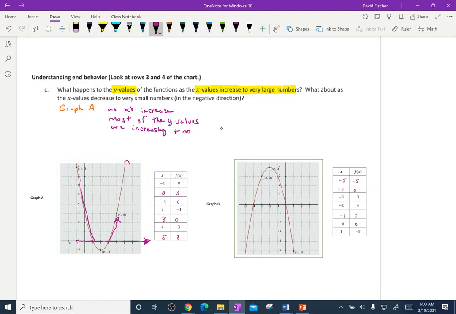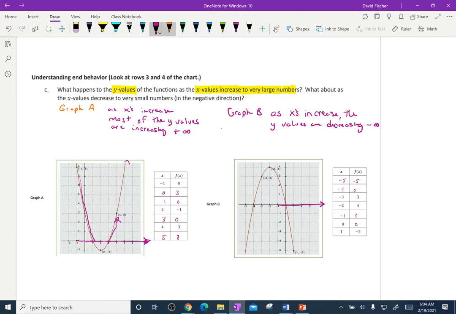Okay, so let's go over to graph B. Now here, I'm just going to start at 0, and as my x's are increasing, my y values are decreasing to negative infinity.